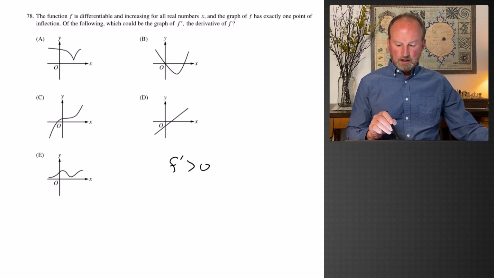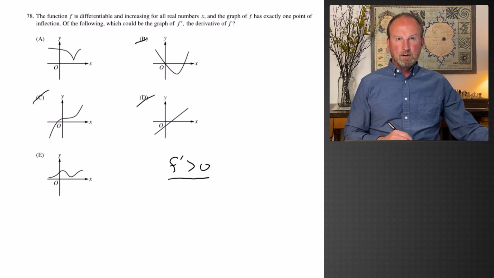Well, we just said right here that I want f prime to be greater than 0. So my graph of f prime needs to be strictly above the x-axis. Letter B, out. Letter C, out. Letter D, out. Only options A and E.